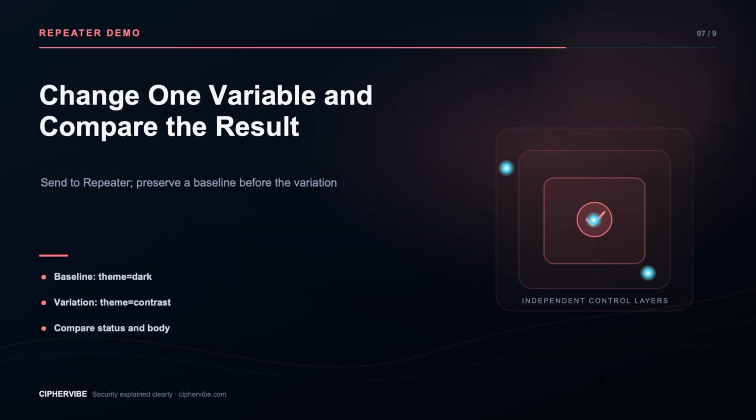Right-click the preference request and send it to Repeater. First click Send without changing anything. This is the baseline. The local server returns 200 and confirms dark. Duplicate the tab or preserve the baseline response.